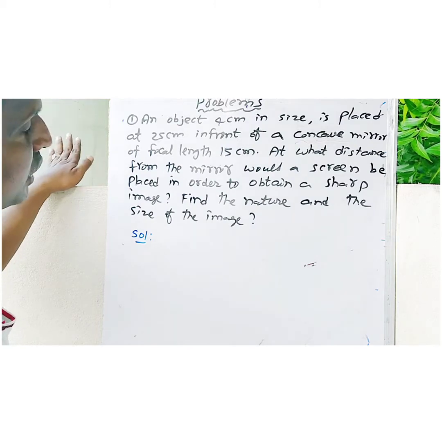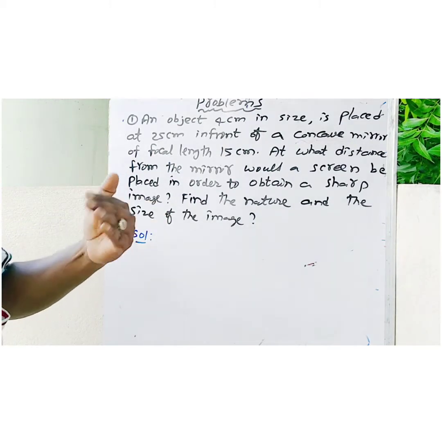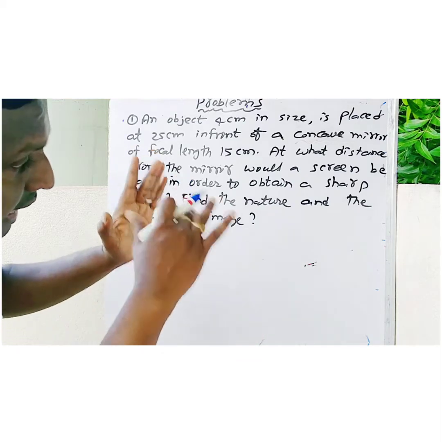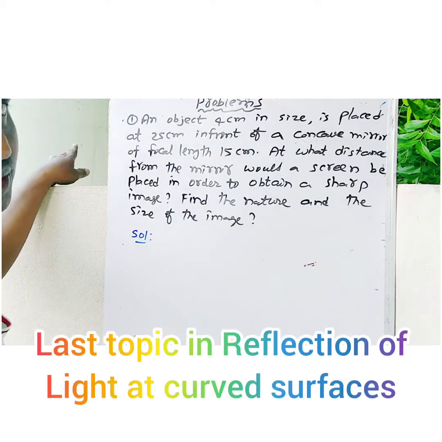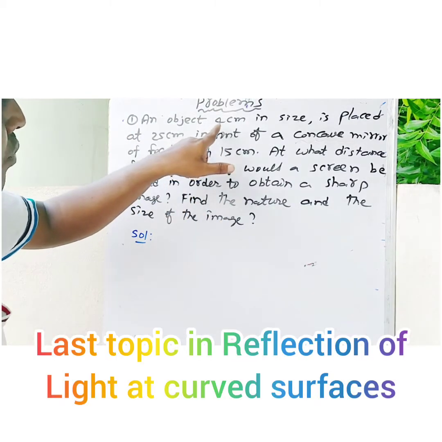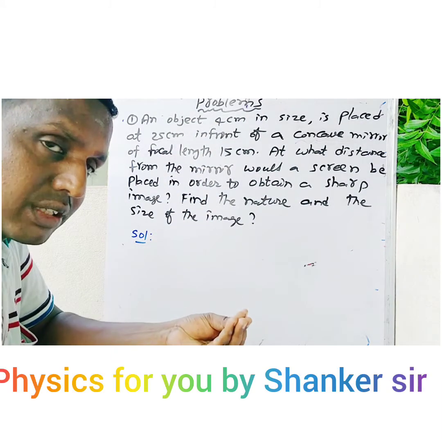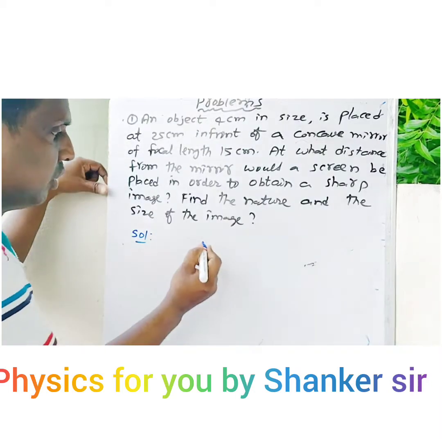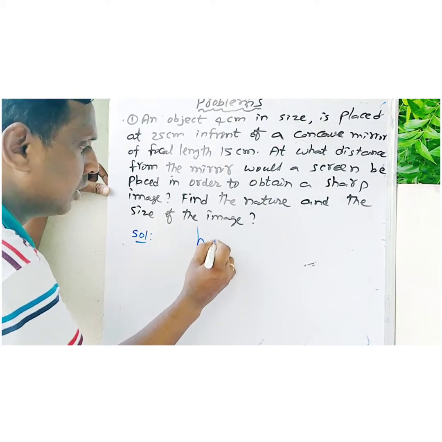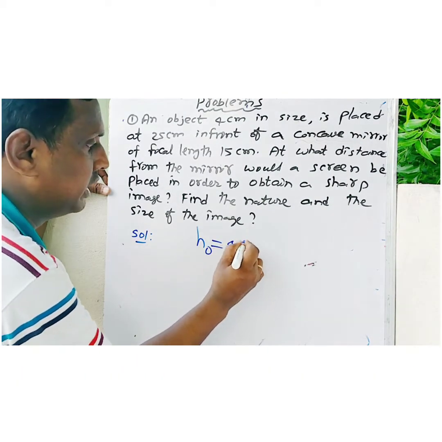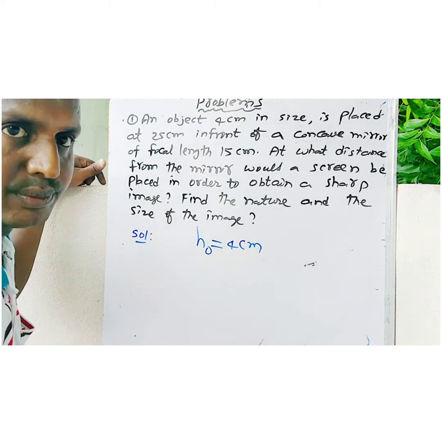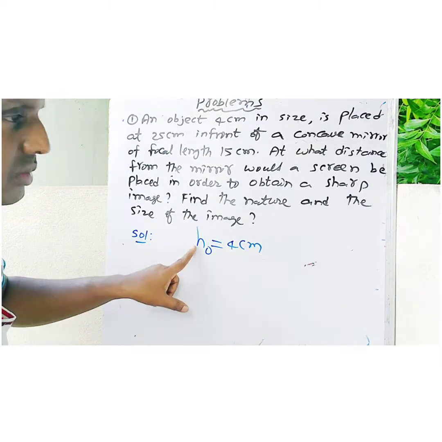Read it once or twice and understand. Now write the data. What is given in the problem? The object size, that is the height of the object, HO, equals 4 centimeters. Clear, that is the size of the object.